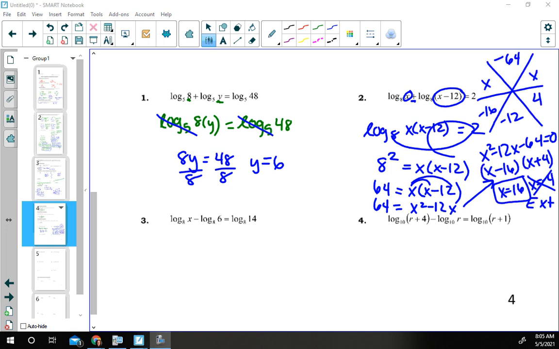Alrighty, so here are my 2 answers, 16 and negative 4. Negative 4 will not work because if I plug that negative 4 back in, even right here, I'm going to get a negative log.